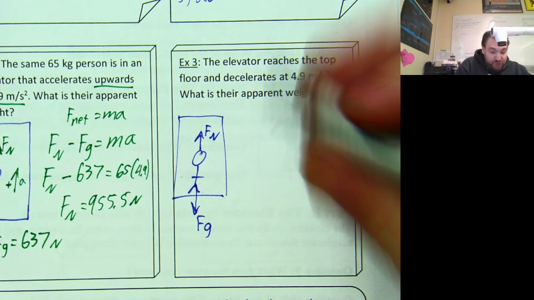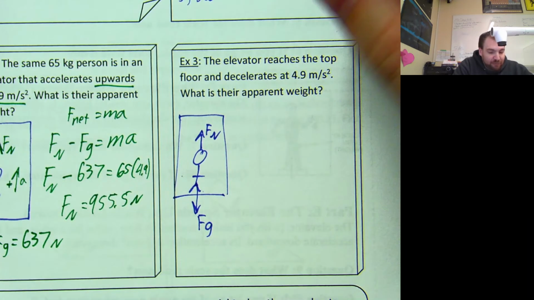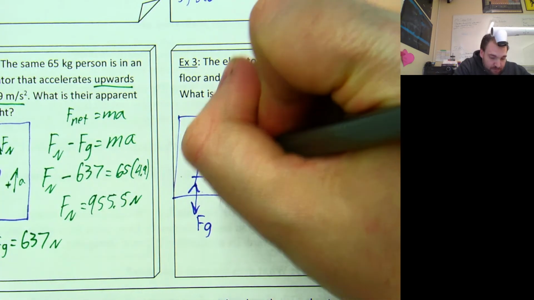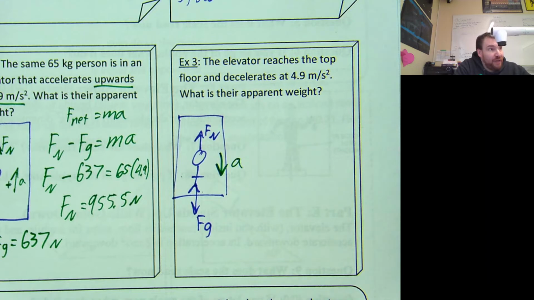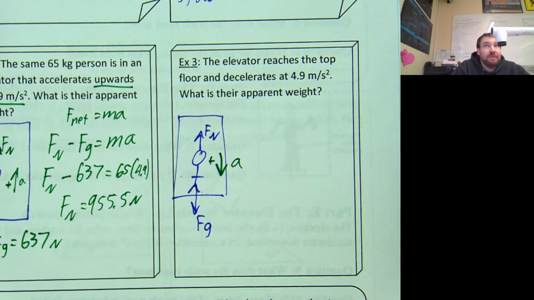Acceleration this time is which way? Because I'm sloppy a little bit. Acceleration is which way this time? Downwards, because it's slowing down to a stop. So I'm also going to call that direction positive in this case. So now which one should be bigger, Fn or Fg? Fg is going to be bigger for the person.